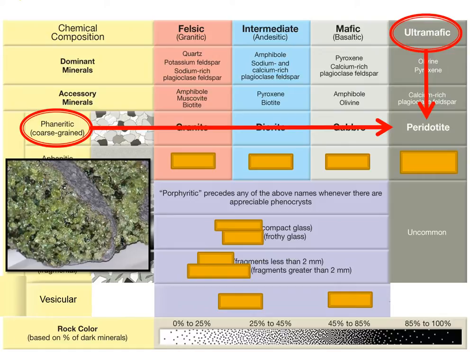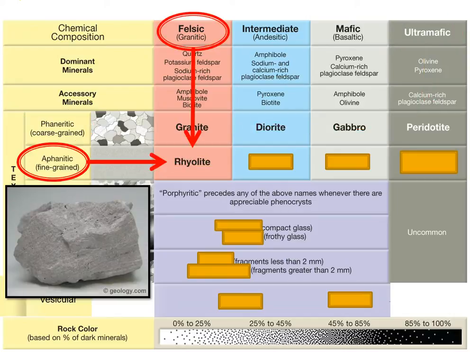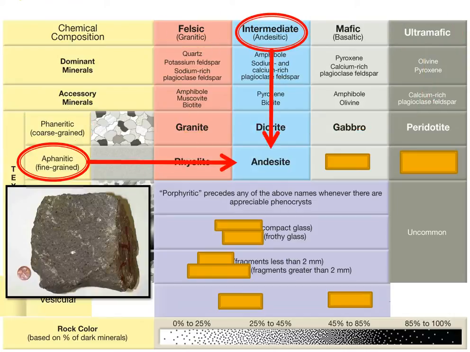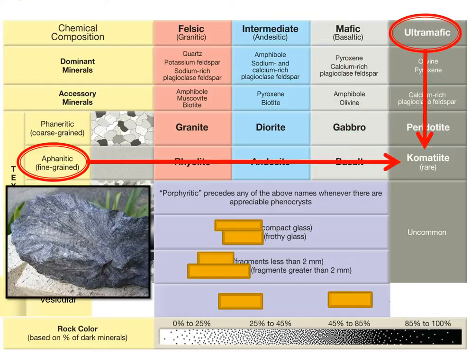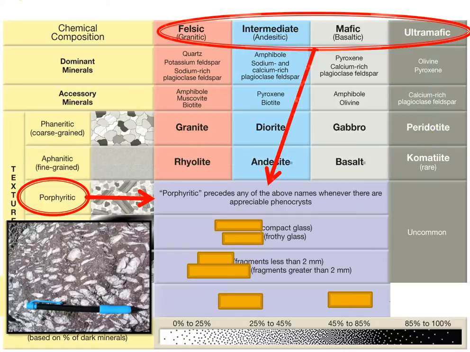Now, if we're going to go to the aphanitic, our lava flows. A felsic lava flow is known as rhyolite. An intermediate is known as andesite. These are actually named after the Andes Mountains in South America. And a mafic is basalt. Now, ultramafic aphanitic is called a komatiite. You're not going to see these. They're super, super, super rare. The only time these were actually forming was early in Earth's history, like over 3 billion years ago, when the Earth was much hotter.